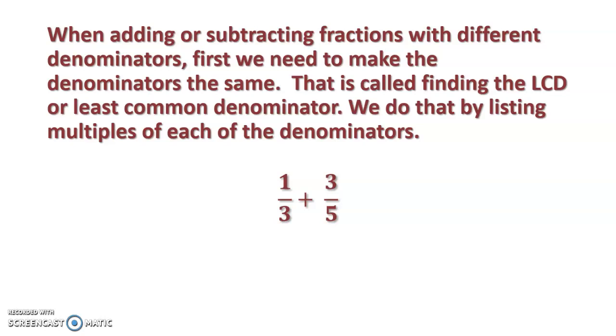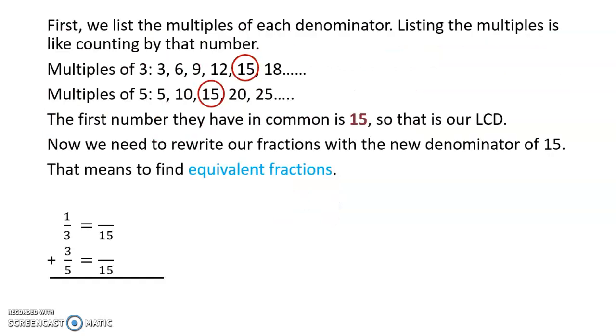To find the LCD, we're going to list multiples of each of the denominators. Listing multiples is like counting by that number. For 3, we would have 3, 6, 9, 12, 15, 18, and so on. For 5, we'll have 5, 10, 15, 20, 25, and so on. The first number that they have in common is 15, so that's going to be our least common denominator.